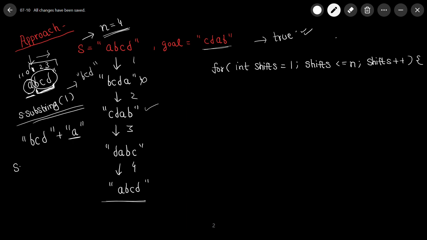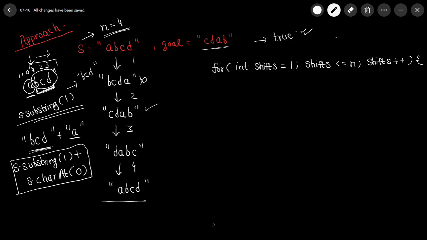So we can simply do s dot substring 1, which we already have, that is the remaining characters, plus the first character, the leftmost, which is nothing but s dot char at 0. Every time we do this, it gives our resultant string after performing the shift. I hope it's clear. So every time we would change our string to s dot substring 1 plus s dot char at 0.